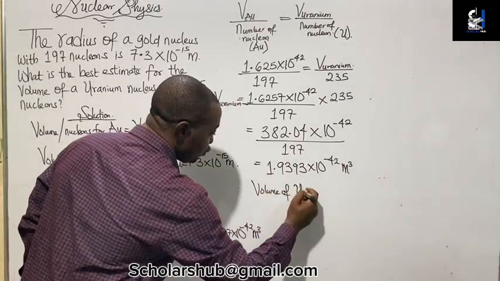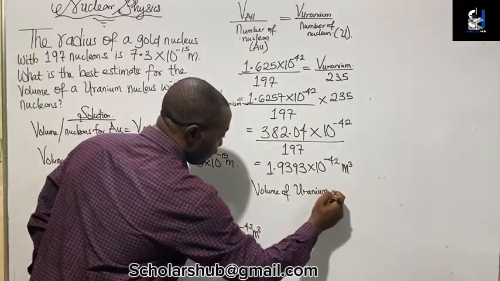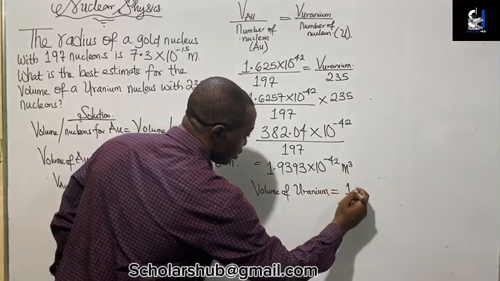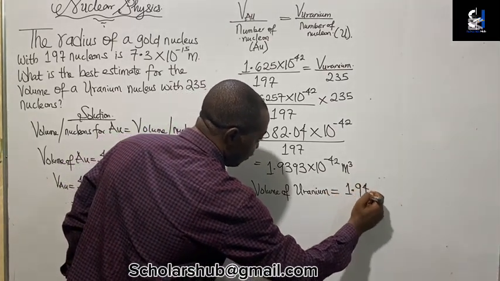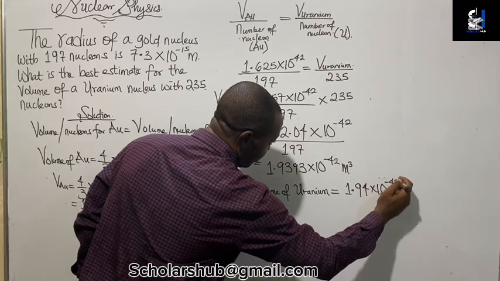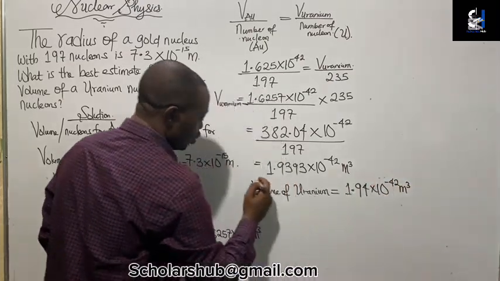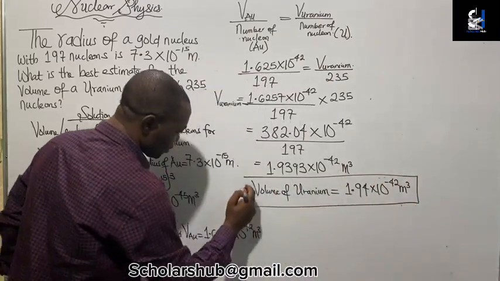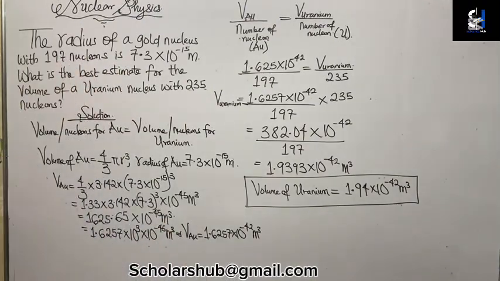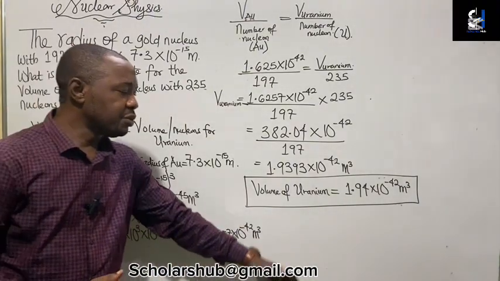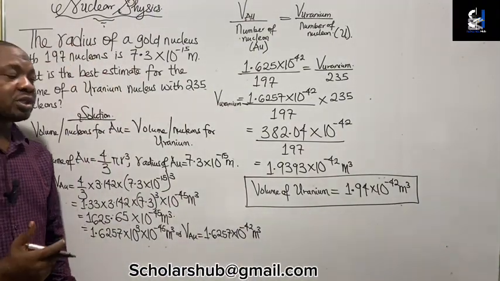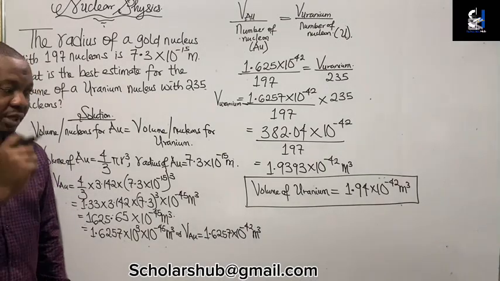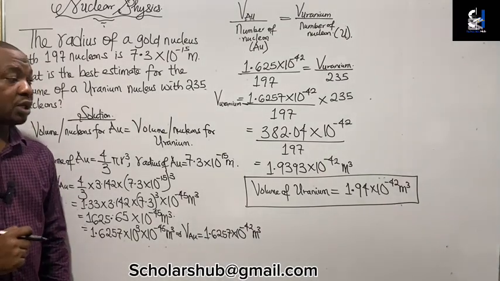So the volume of uranium will be 1.94 times 10 raised to the power of minus 42 cubic meters. And this is the volume of uranium. Yes, we can approximate this to be 2 times 10 raised to the power of negative 42 cubic meters.